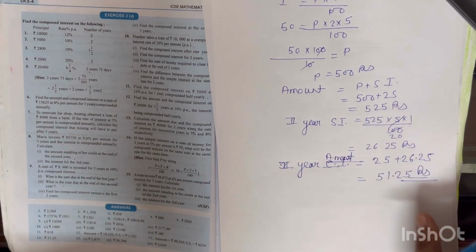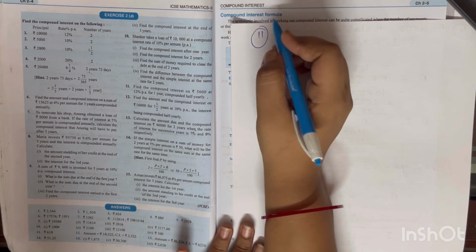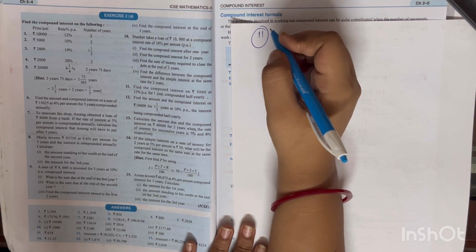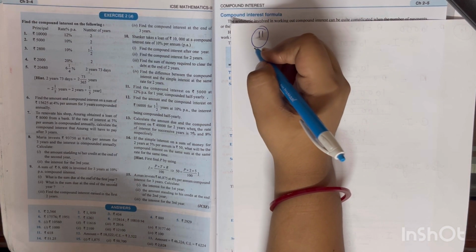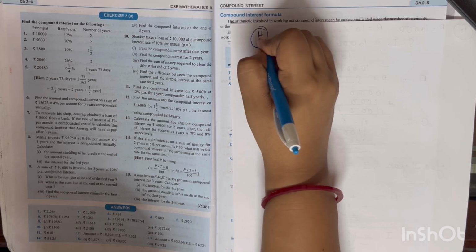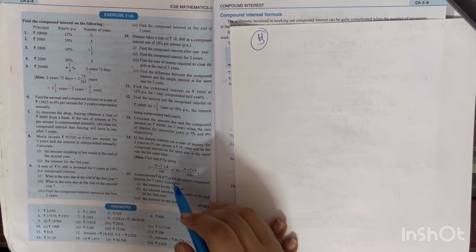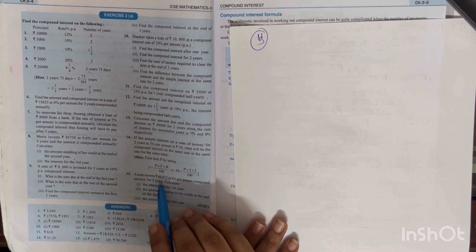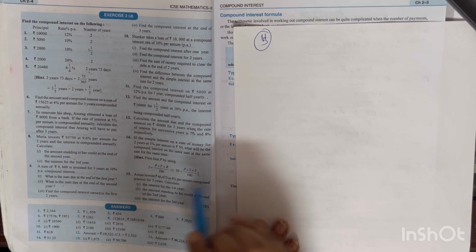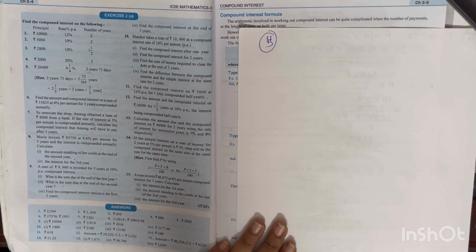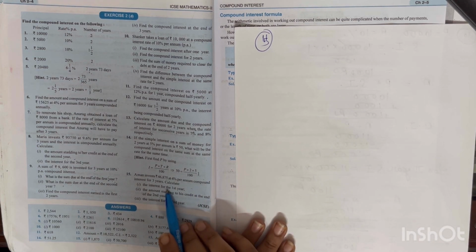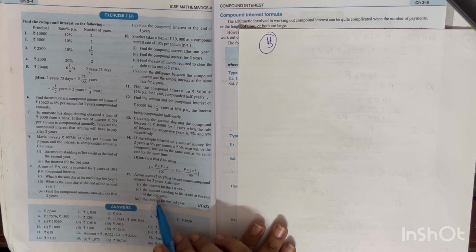Now question number 15. A man invests 46875 at 4% per annum compound interest for 3 years. Calculate the interest for first year, the amount standing at credit at the end of second year, and the interest for third year.